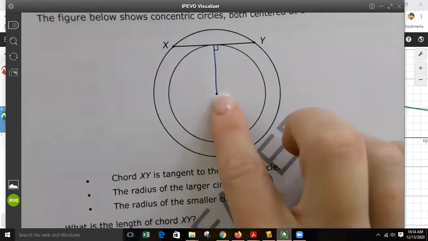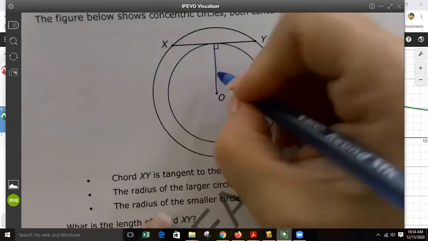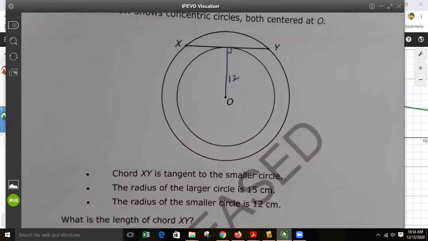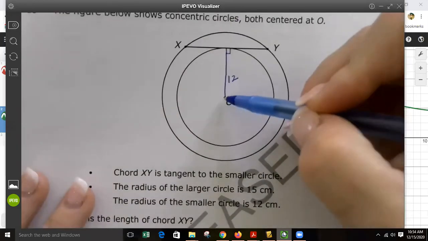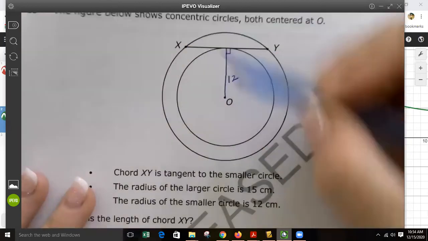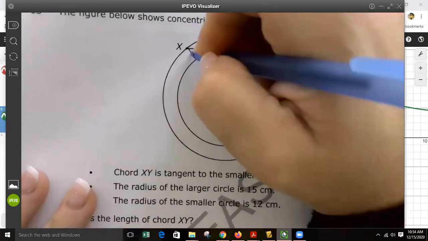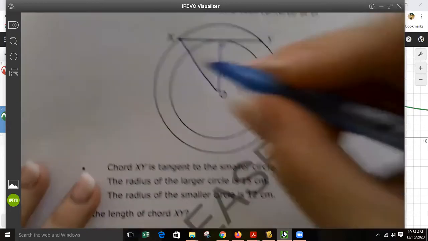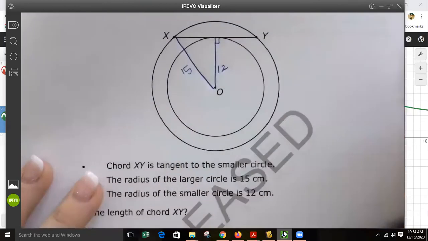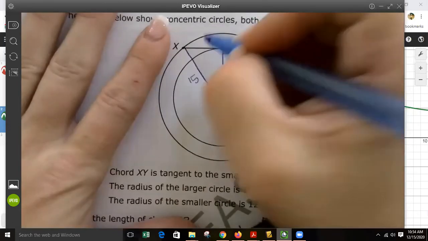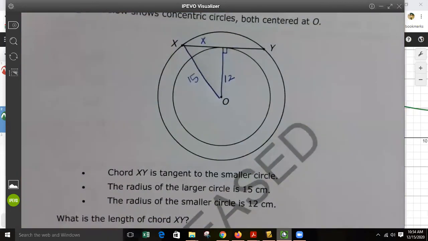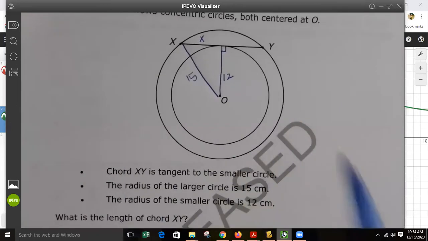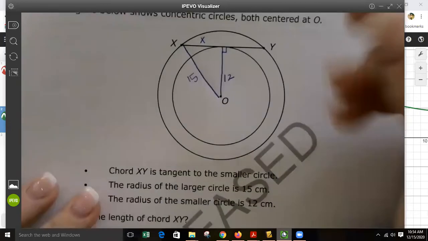I just made the radius of the smaller circle, which was 12. I do not care which way you go from here, but I'm going to connect O to X or O to Y because that is also a radius, but it's the radius of the larger circle, which is 15. Using those two measures, we can find X to the center of the line, which is half of XY, and then we can multiply it by 2, okay?